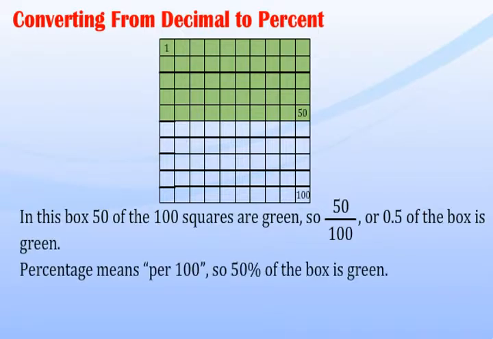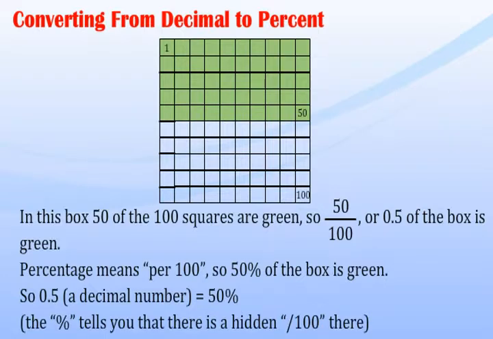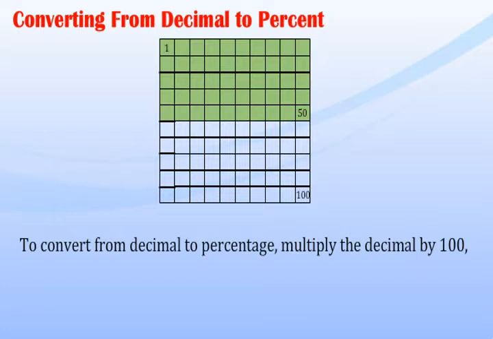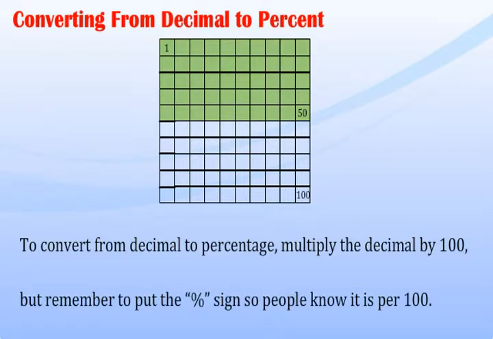Percentage means per 100. So, 50% of the box is green. So 0.5, a decimal number, is equal to 50%. The percent sign tells you that there is a hidden divide by 100 there. To convert from decimal to percentage, multiply the decimal by 100. But remember to put the percent sign so people know it is per 100.